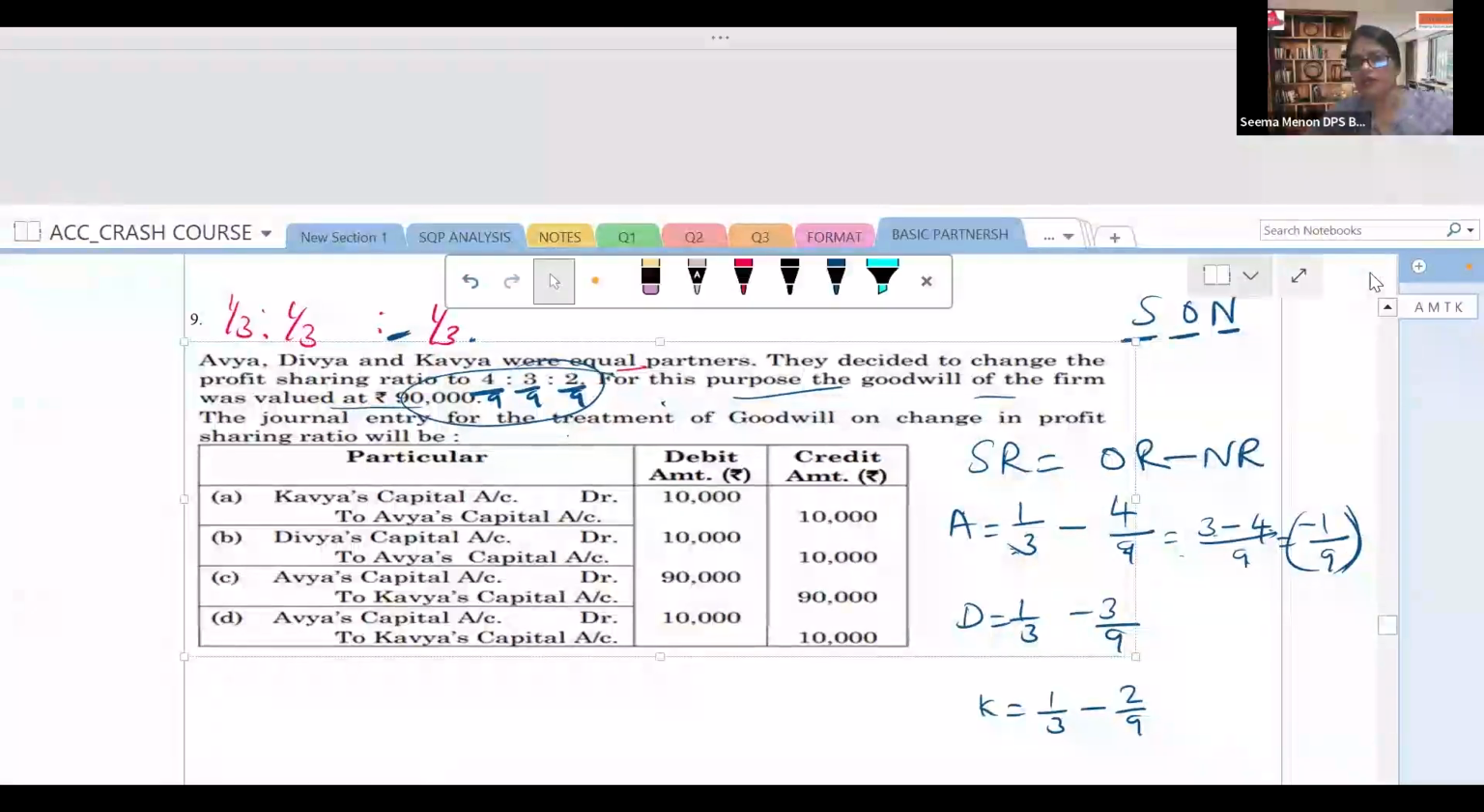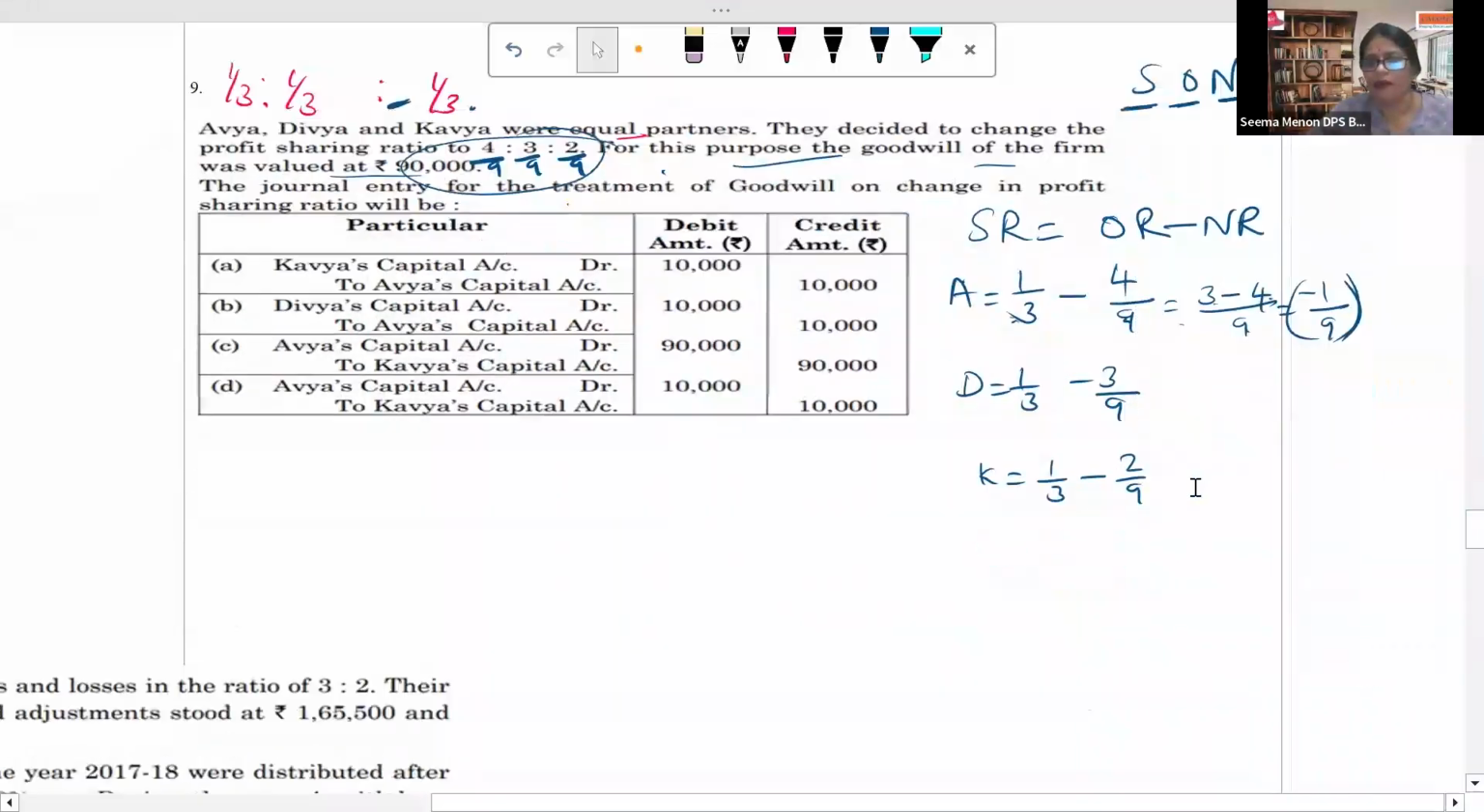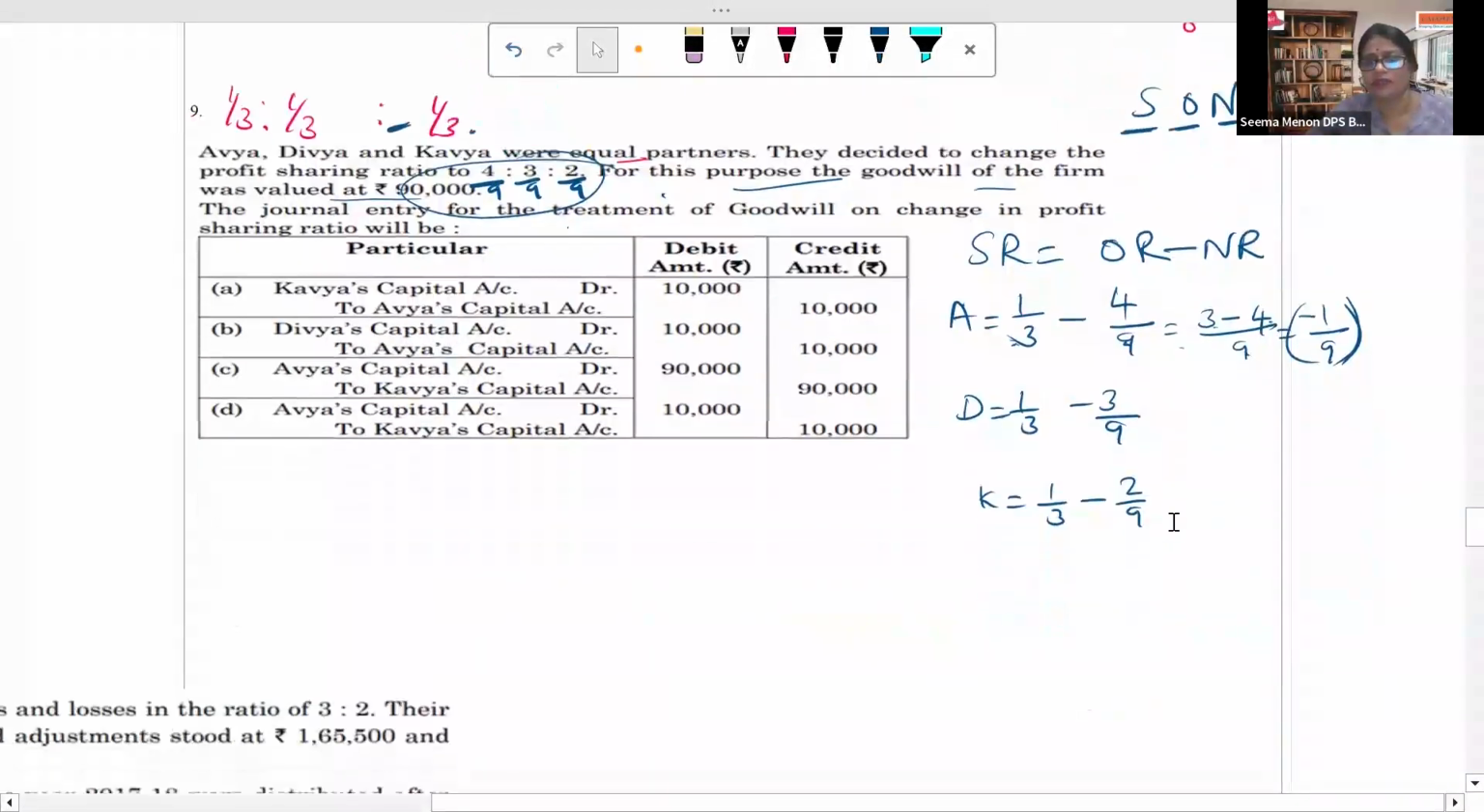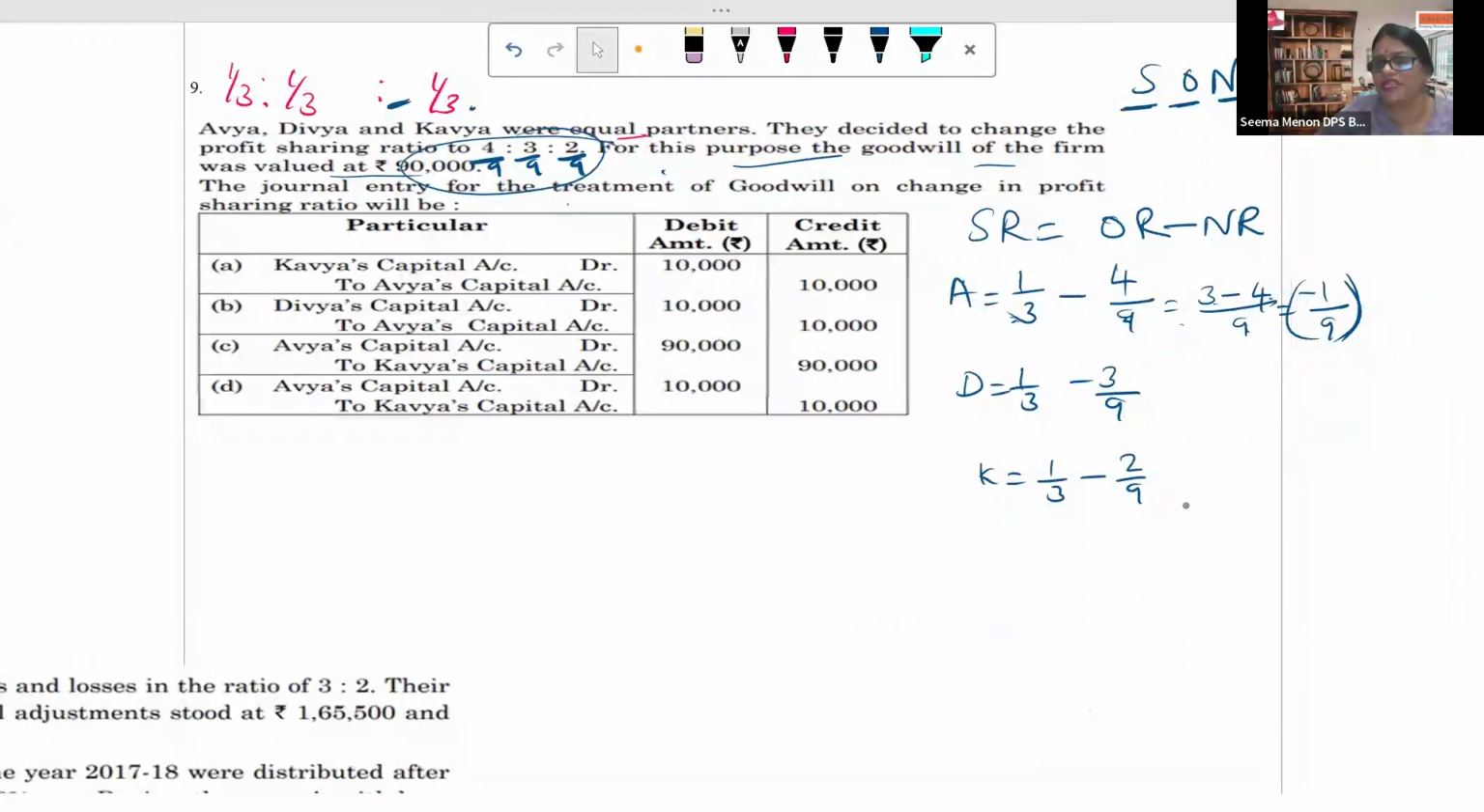So we can see that, here what we will get, this is a negative answer. We are putting in the formula of sacrificing ratio, but we got the answer as negative. That means there is no sacrifice. No sacrifice means gain will be there.